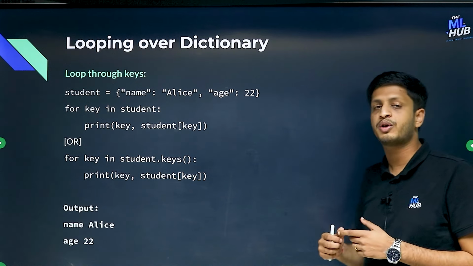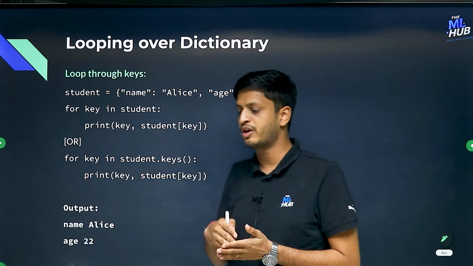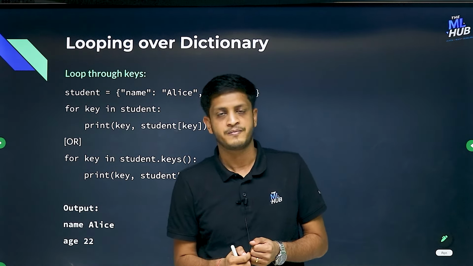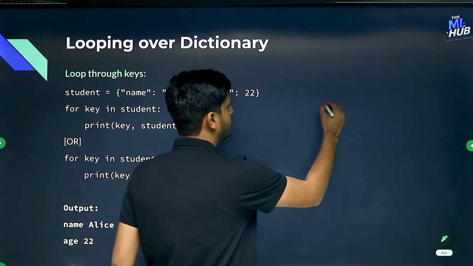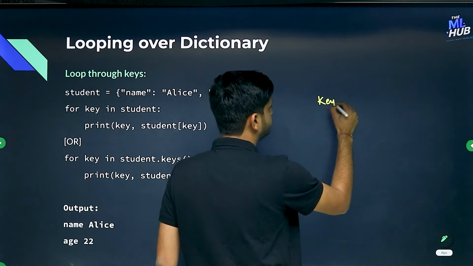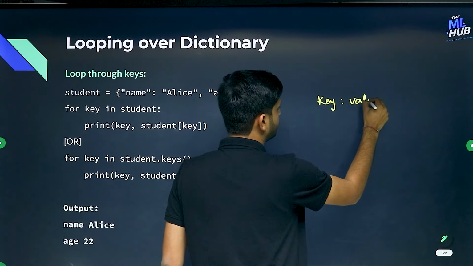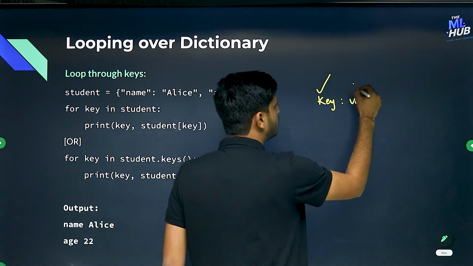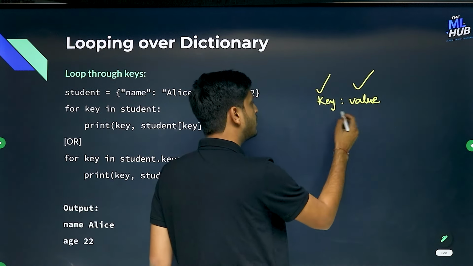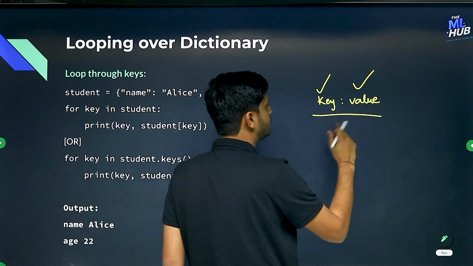Now let's see how you can loop through a dictionary, which means how you can iterate over all the elements in a dictionary. So again, dictionary is a key value pair. Right? So you can iterate over all the keys if you want. You can iterate over all the values if you want. And you can iterate over both key value pairs also if you want.